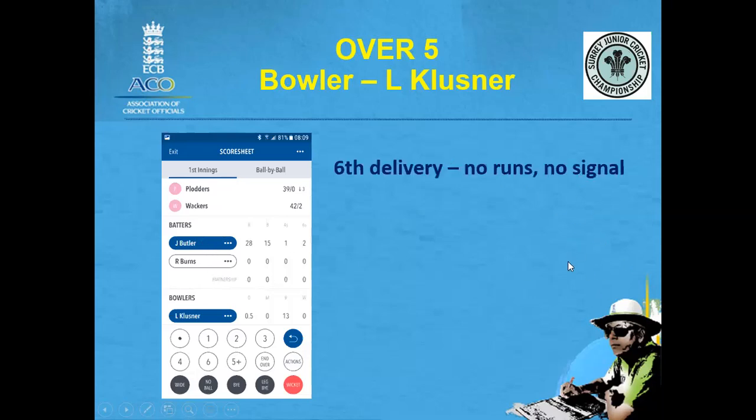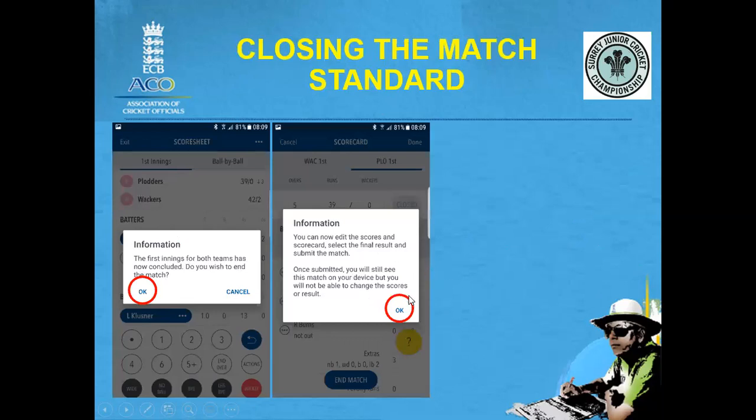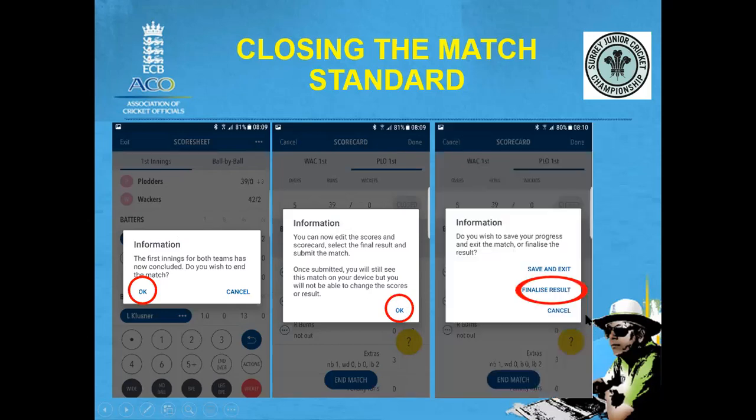6th delivery, no runs, no signal. So that's the end of that over in the match. So the first innings for both teams is now concluded. Do you wish to end the match? Now this is the standard version. We get slightly different sequences between standard and pairs. So we say okay. If we knew there were any errors, we could edit it, but we don't know there are, so we click OK.